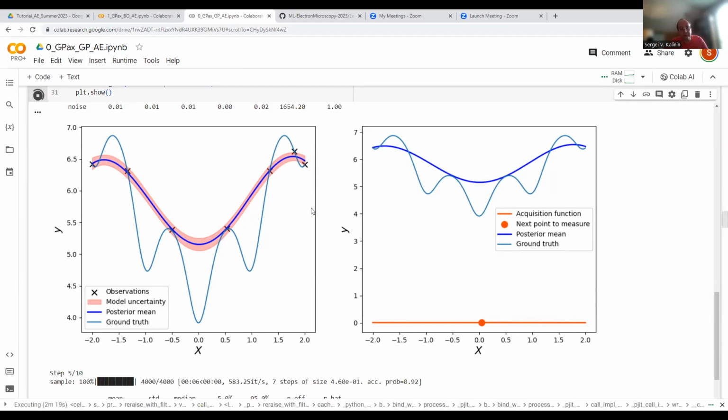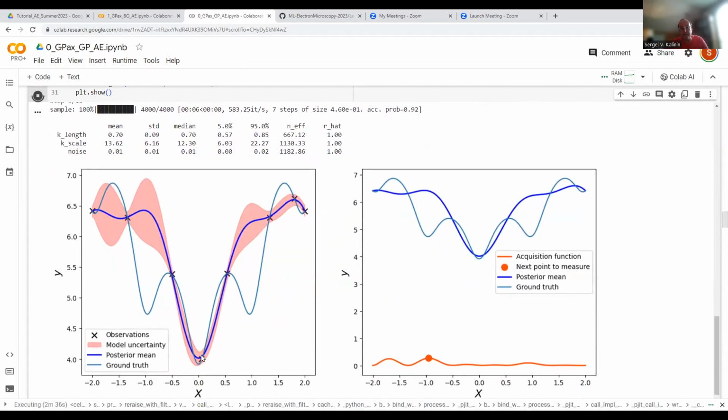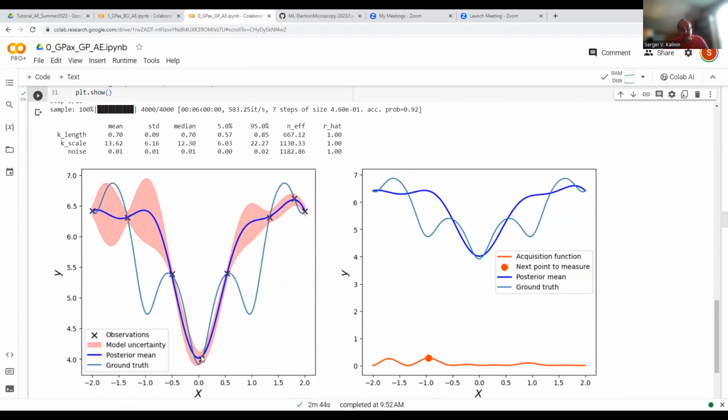But this is where the magic happens. The algorithm also calculates the uncertainties, and the maximum uncertainty now is in this location. You see the maximum of the acquisition function corresponds to this minimum, so our next experimental step is in this location. Once we perform the measurement at this location, we get an experimental point which is completely different from the initial expectation.